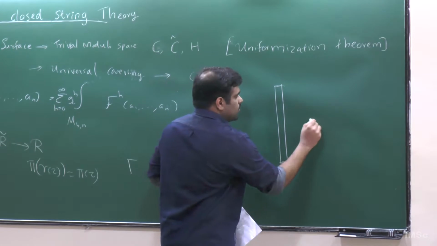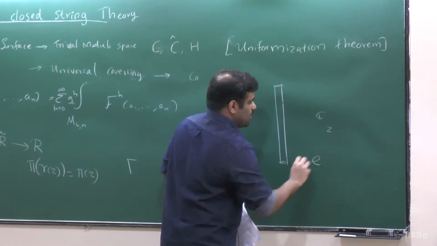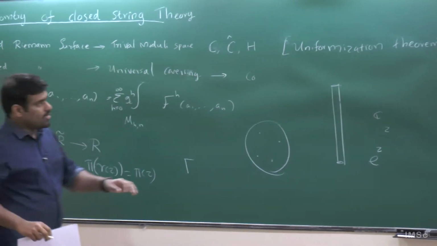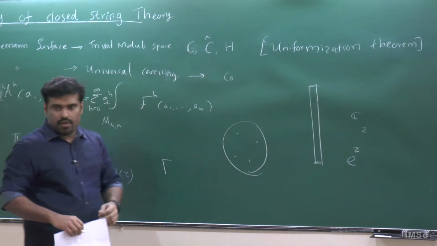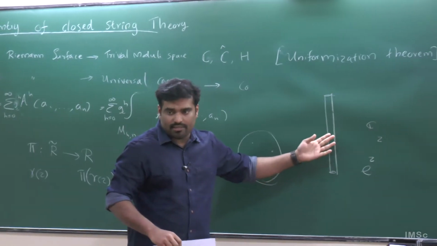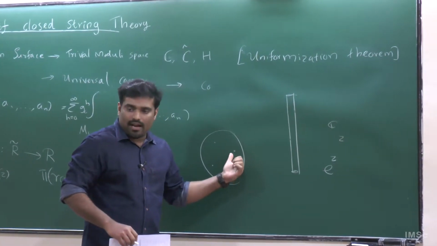So, let's say you have the complex plane with coordinate z. If I use the covering map e raised to z, I obtain a long cylinder. But this is less trivial, I mean less complicated. In this case, it's a bit more complicated.